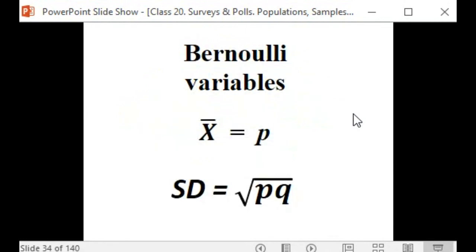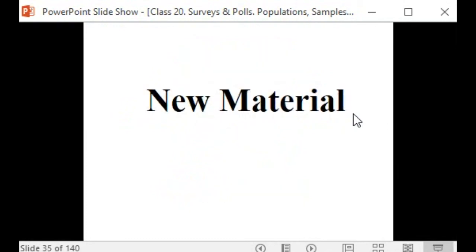In the last lecture, I recommended that you memorize these equations for the mean and standard deviation of a Bernoulli variable. They'll come in handy during the rest of the course. The mean of a Bernoulli variable equals P, and the standard deviation of a Bernoulli variable equals the square root of P times Q. Okay, so that's what we covered last time.